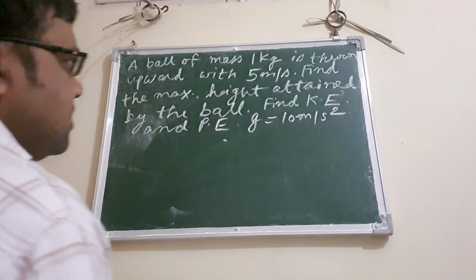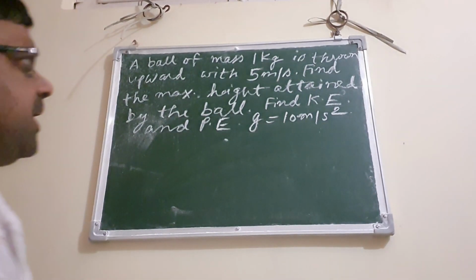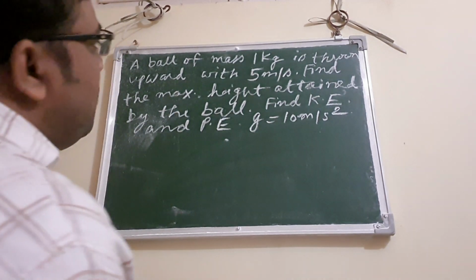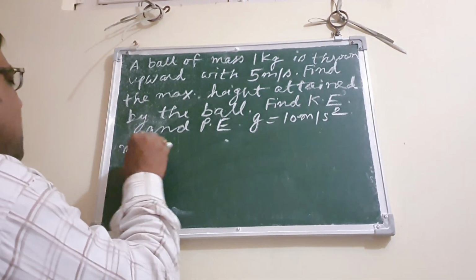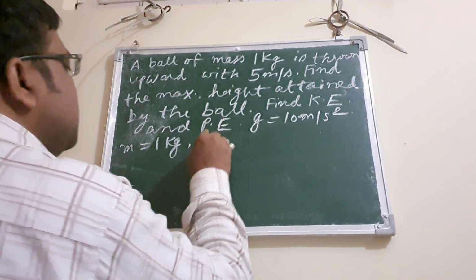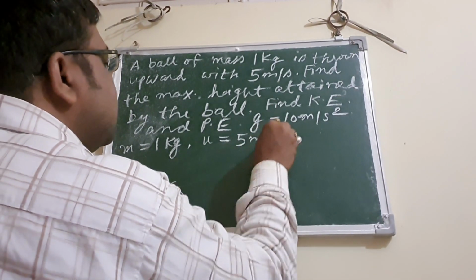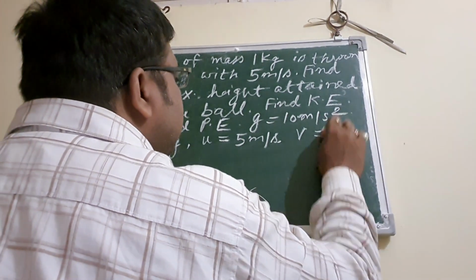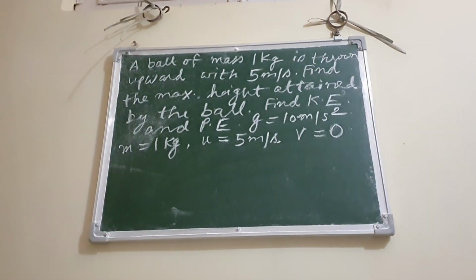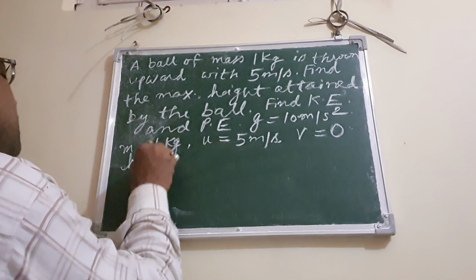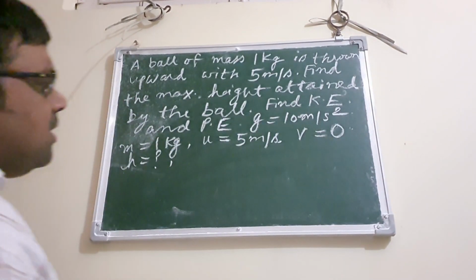So we'll read the question once more, understand it, write the given things, and then we will find the question and solve for the result. A ball of mass 1 kg, the mass is given as 1 kg, is thrown upward with a velocity. So initial velocity is 5 meter per second. And find the maximum height. At the maximum height, final velocity will be 0. So v is equal to 0. And we have to find the height, maximum height that is attained by the ball.